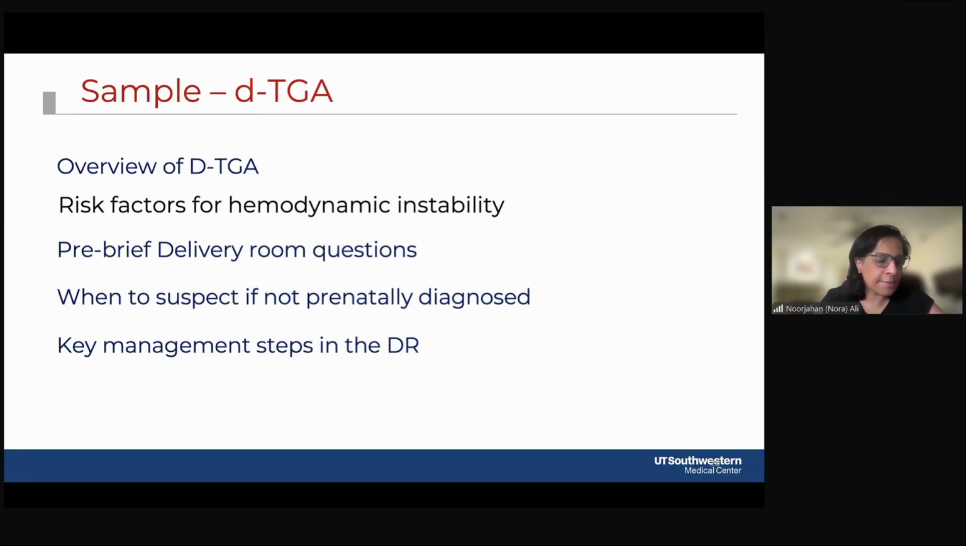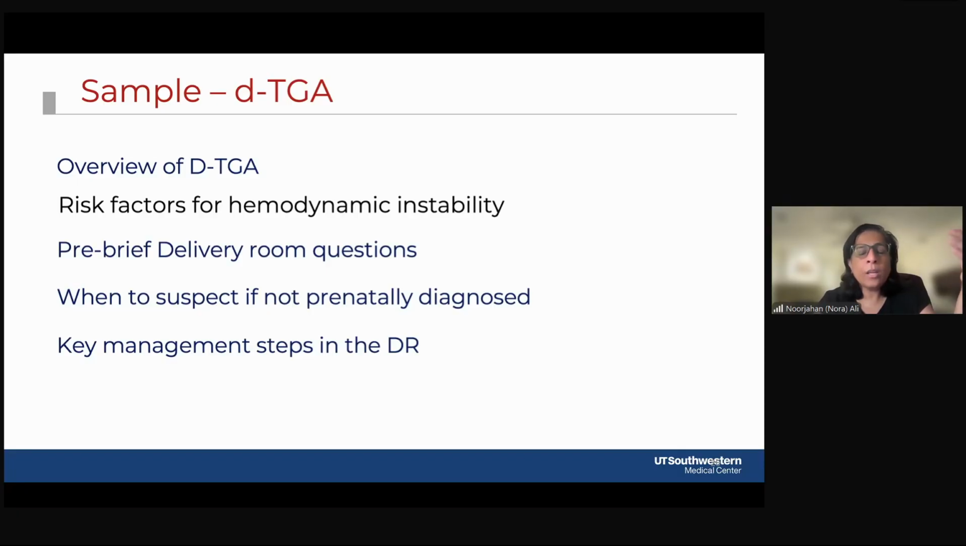This is just a quick sample, and please let me know if I'm running out of time at any point. For example, our DTGA module, we did a quick overview of what DTGA is, a quick physiology, to make sure everybody was aware. Then we talked about, specifically for this lesion, what are the risk factors that would make you concerned? Because not every DTGA is going to be sick. There is a variation, although DTGA is another one you shouldn't trust. But there are some that are going to be a lot sicker than others. So what are those factors?